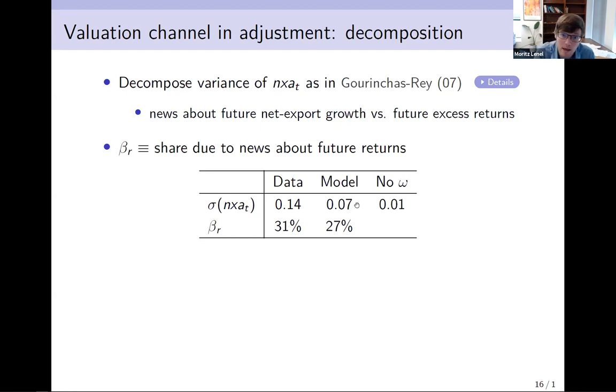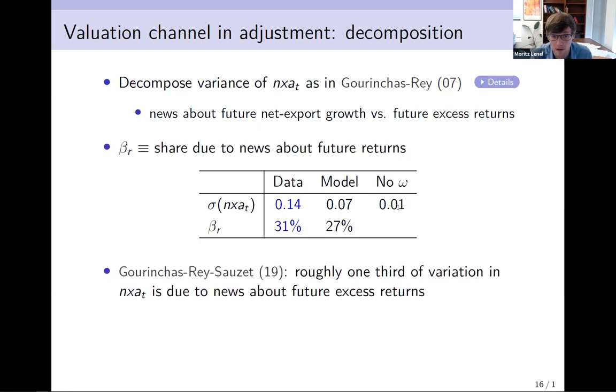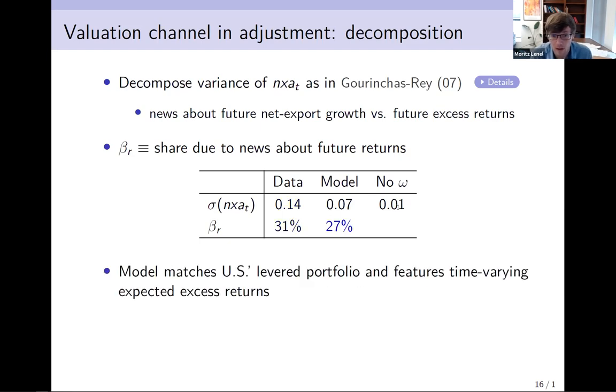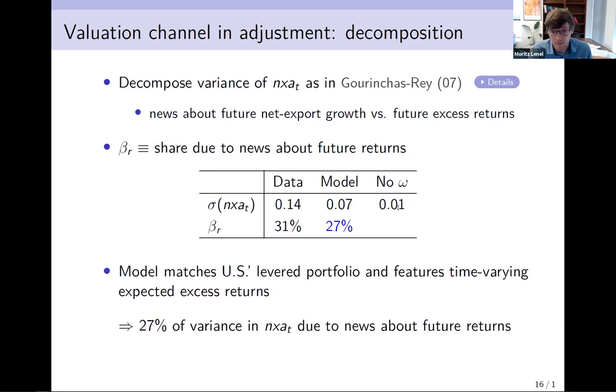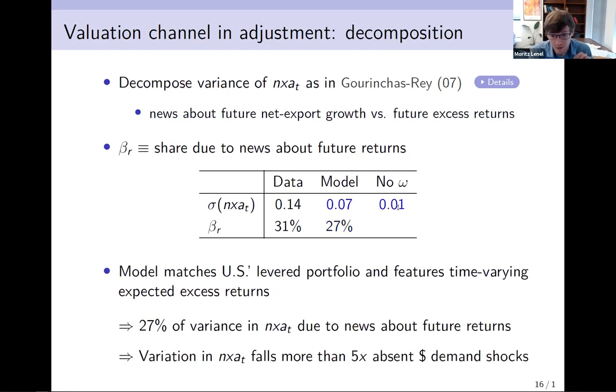And our model replicates not only the sign, but also quantitatively this important role of future returns in the valuation channel of the net external position. Without this dollar demand shock, we wouldn't even have sufficient movements in the net external position to speak to these facts. So that is the valuation channel.